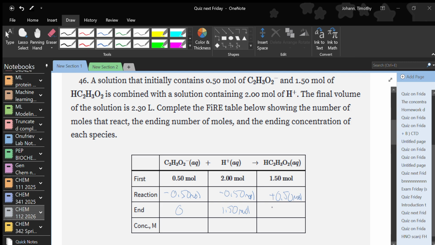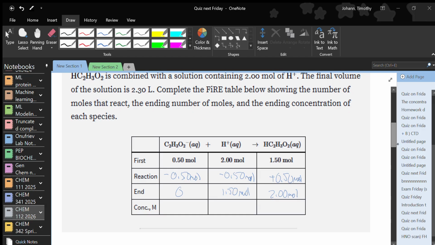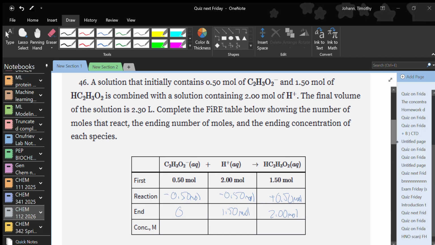Okay? And here, 1.5 plus 0.5, that's going to be 2.0 moles. Okay? And then they're saying make those into concentrations. All right, so let's go ahead and make those into concentrations. So you have 2.30 liters. Okay, so we've got the starting and ending moles here. I could actually take this pH and there'll be a little bit of this. We're just going to call it 0 for now. We could calculate it with an ice table, but we're not going to do that.